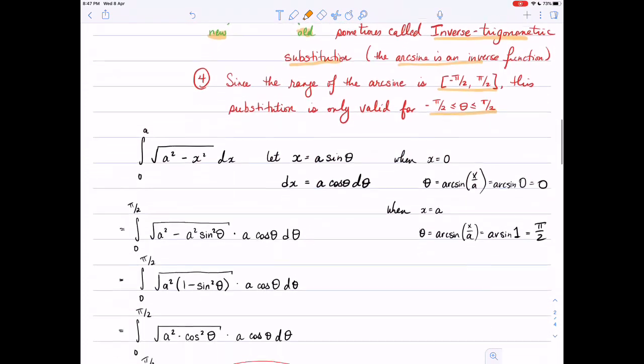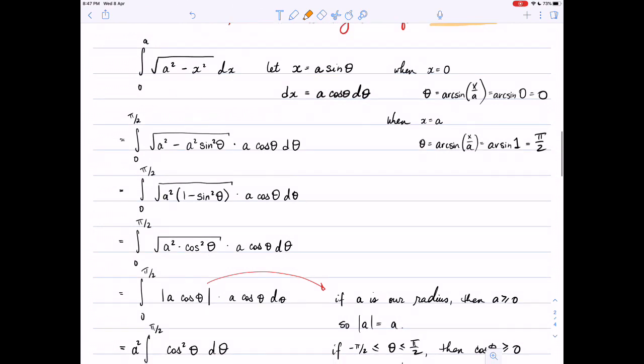So let's scroll down here and we'll see the original integral and the original substitution that I just recopied here. And since we're making a change of variable, we also have to change the bounds. So when x is equal to 0, theta is the arcsine of x over a. So it's the arcsine of 0, which is 0. So we get theta equals 0.